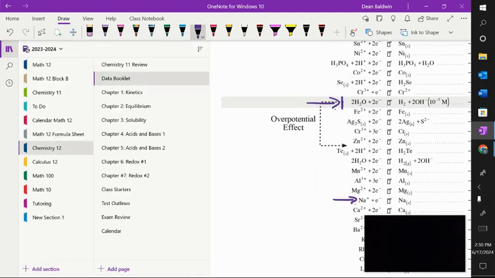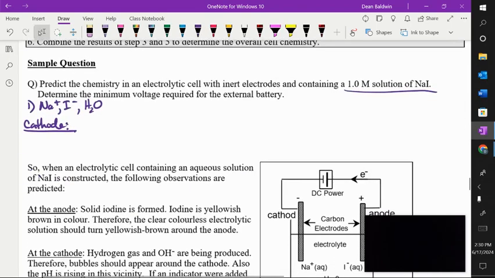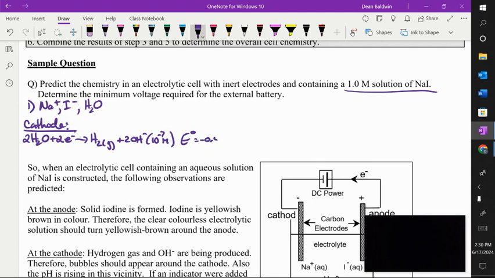So the cathode reaction is 2H2O plus 2 electrons produces hydrogen gas, and it has an E naught of negative 0.41 volts. Okay.